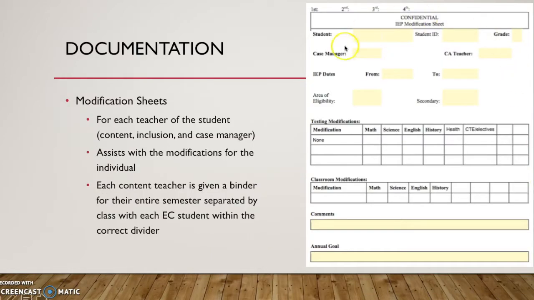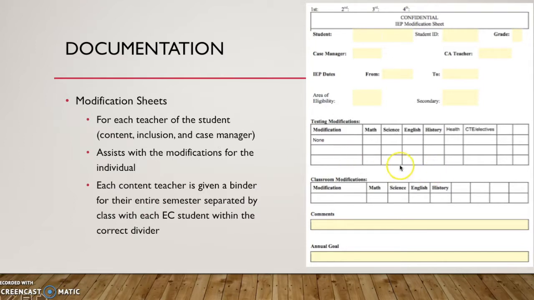Documentation. You have seen this sheet, the confidentiality IEP modification sheet, in previous slides. This sheet is specific for the teachers of the students. The modification sheet is given to a content teacher, the inclusion teachers, and the case managers. At the beginning of each semester, each teacher is given their first, second, third, and fourth block tabs within their binder, and each student that they have that qualifies for EC services is within that specific tab.